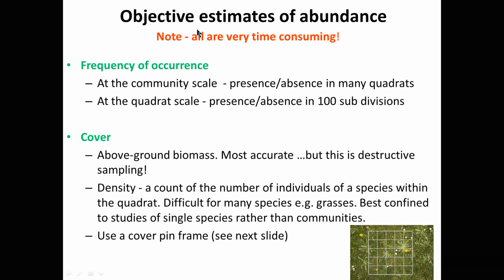So if you're looking at frequency of occurrence, then that's where these sort of little squares come in handy, because you can just count how many of them have got the species in, and so that gives you a measure. And then cover, that tends to be even more time consuming. The most obvious thing to do, of course, is to just crop it all and dry it, and then you've got a perfect measure of how much of it there was.